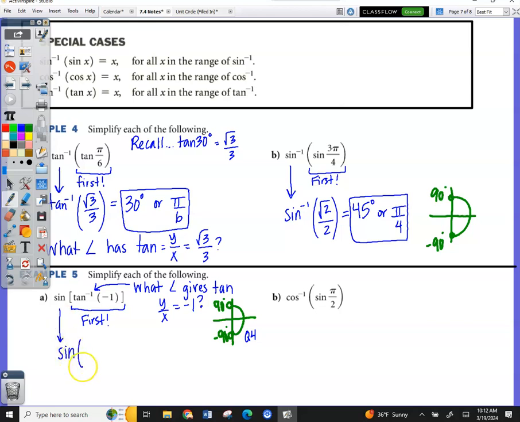Sine of -45 degrees. What do you get? Now, this is chapter 6. Tell me the y value at -45. -√2 over 2. Yep, that's it.